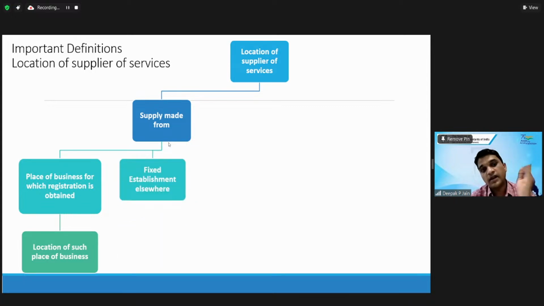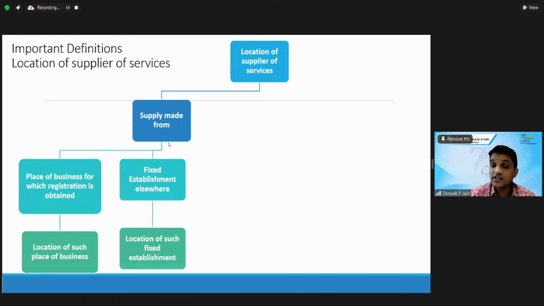Now, if you make a supply from a fixed establishment elsewhere, we have learned the definition of fixed establishment. So if you make any supply from a fixed establishment elsewhere, then the location of such fixed establishment becomes the location of supplier. You have registered in Karnataka, but you are providing services from Tamil Nadu. Tamil Nadu will become the location of supplier of service.